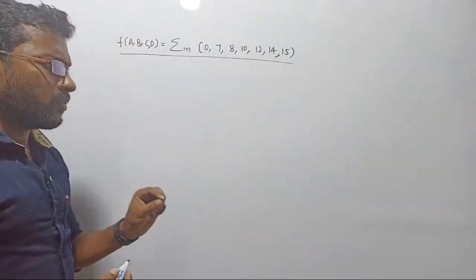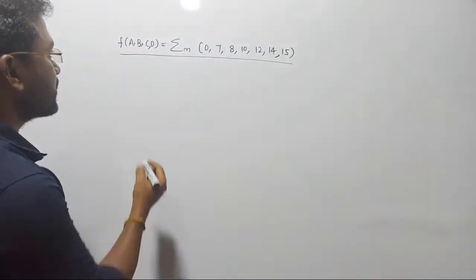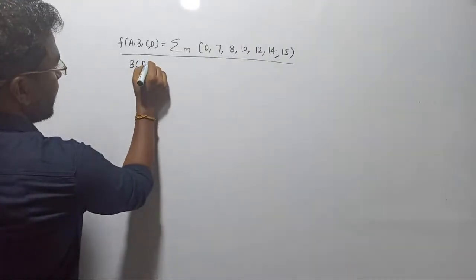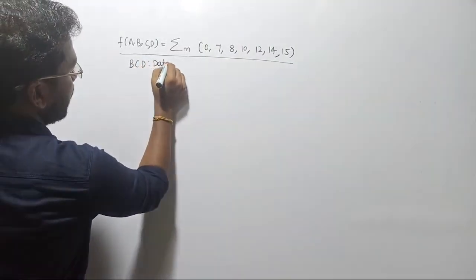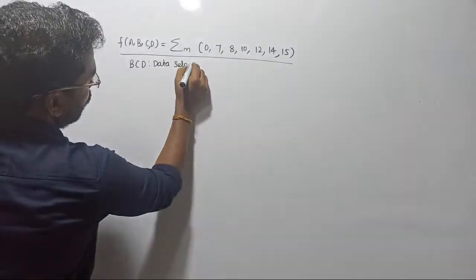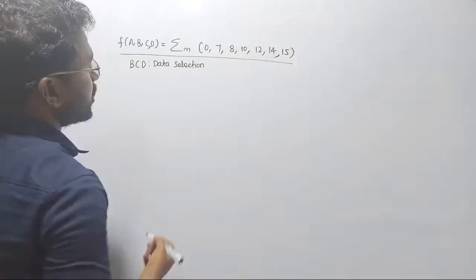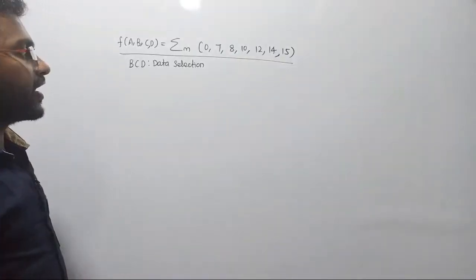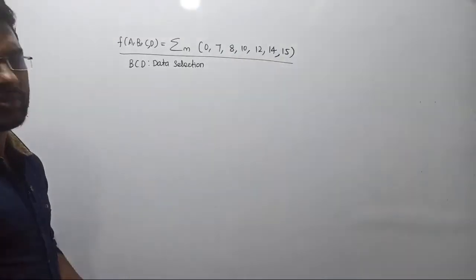Now, for an example, the diagram is not given, right? And they said only one thing is given: B, C, D are acting as the data selector. The data selector lines will be given. Definitely you should know the data selection lines. Without knowing the data selector, you cannot do anything, right? You cannot realize the mux, right? So the data selector is B, C, D. For your understanding, I'm just taking that one.